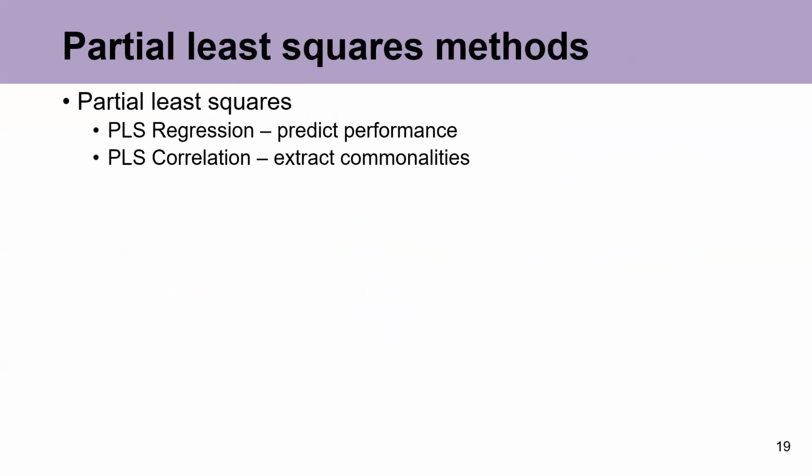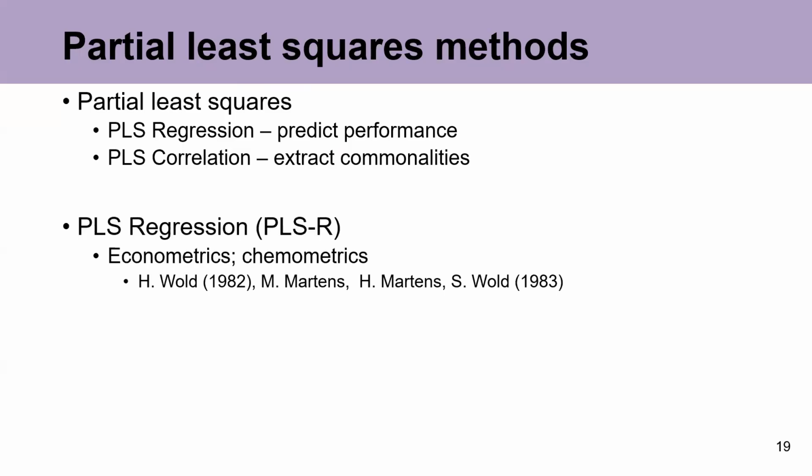Partial least squares describes a family of methods, and the most famous ones are partial least square regression, which you can think of as a multivariate regression, and partial least square correlation, which extracts the commonality. There's also another one called partial least square SEM or partial least square path modeling. It's more like a path model in the multivariate framework. But I'm not going to cover those.